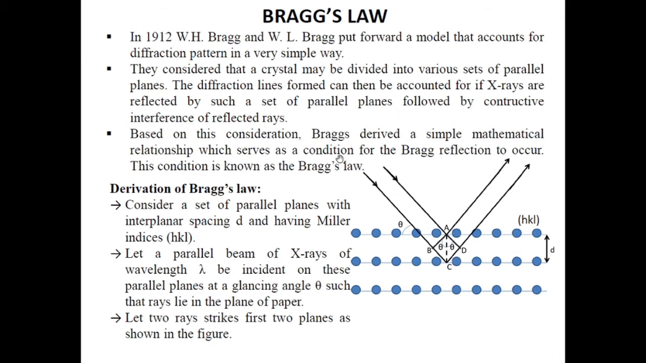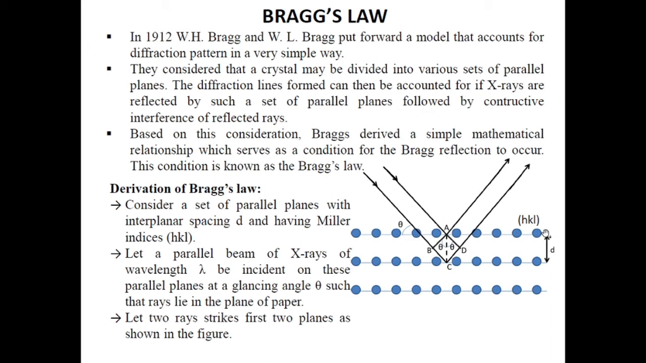Based on this consideration, Bragg derived a simple mathematical relationship which is still in use to this date, which serves as the condition for Bragg reflection to occur. This condition is known as Bragg's law. I have given the derivation of Bragg's law here, which is usually asked in your examination, either the numerical or the derivation or both. In this derivation, a set of parallel planes is considered, and since they are parallel, all these planes will have the same Miller indices h, k, l. It will not have h1, k1, l1.